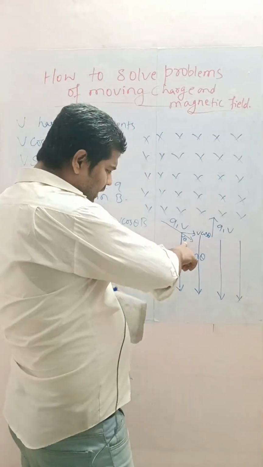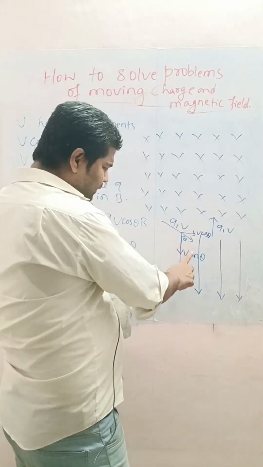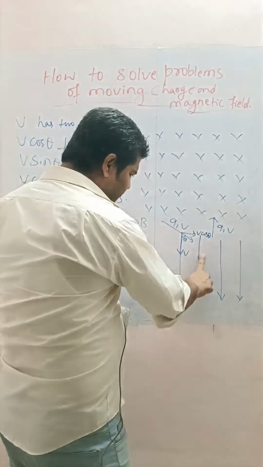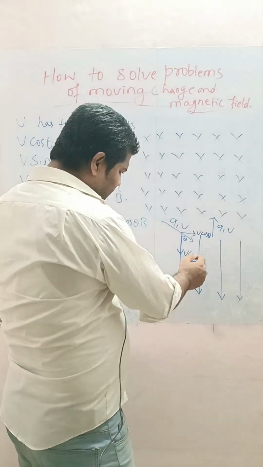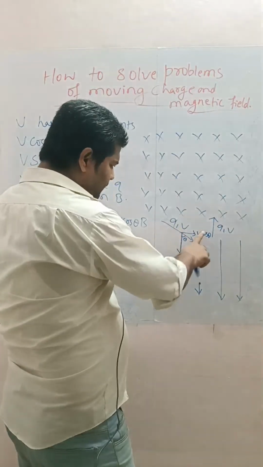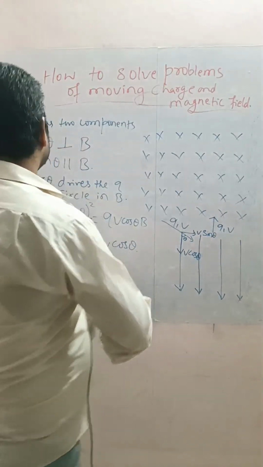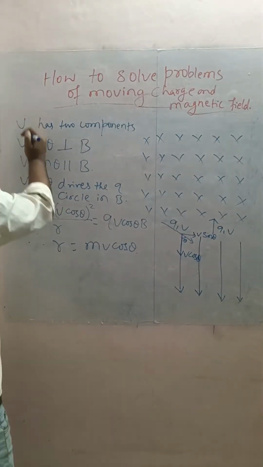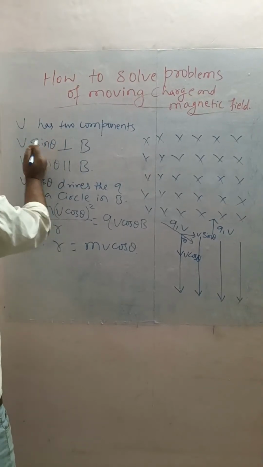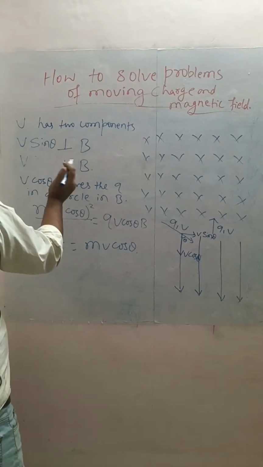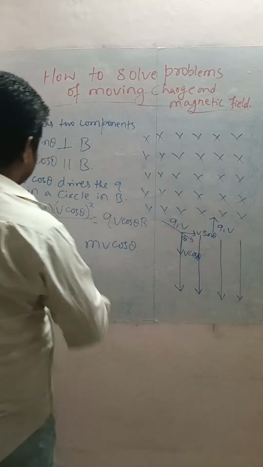As it is moving with v in this field at an angle theta to the vertical, then this will be cos theta, the component which is adjacent to the angle is cos theta, and this will be sin theta. This is sin theta. Clear? And the inverse is also here. v sin theta is perpendicular to B, and v cos theta is parallel to B.